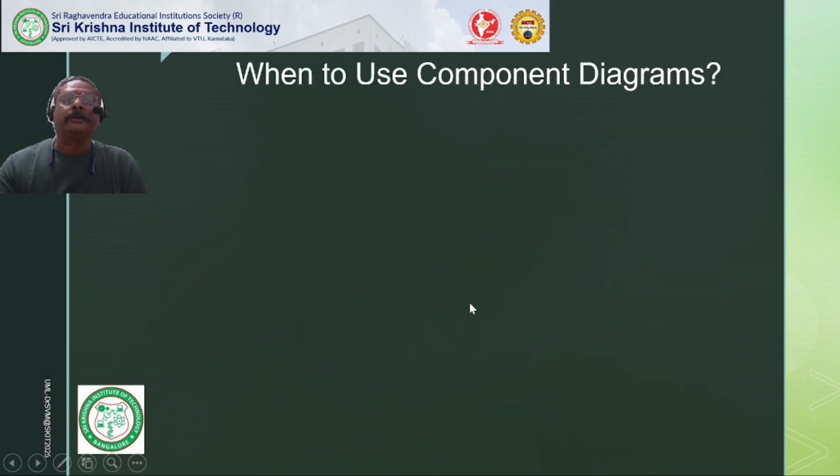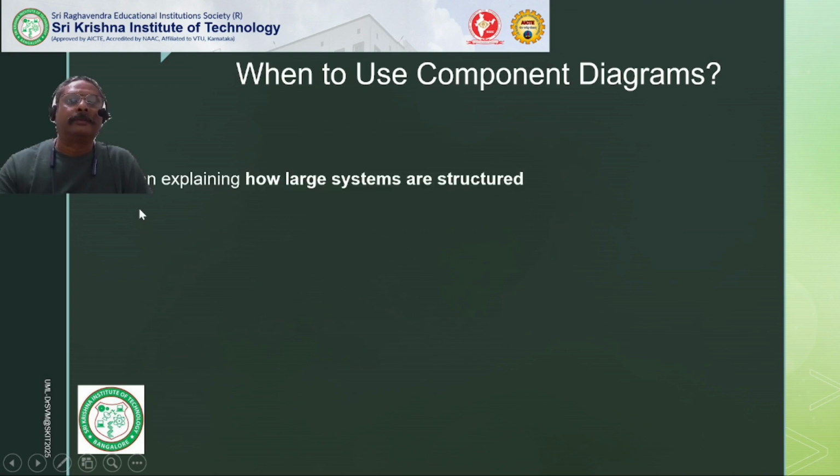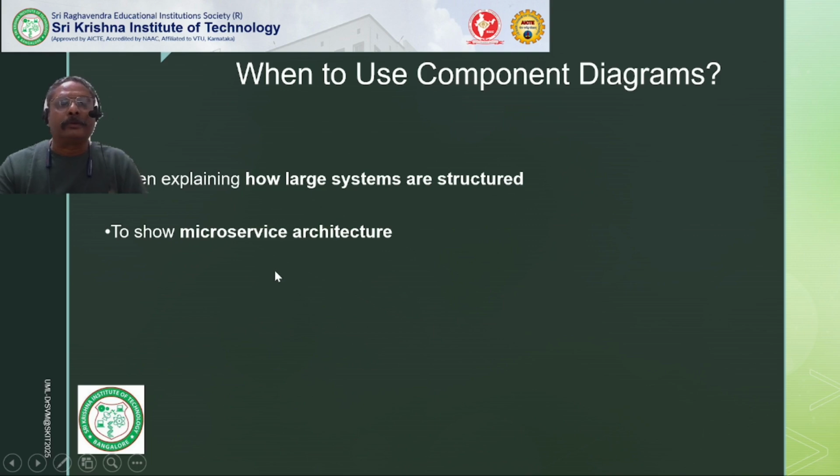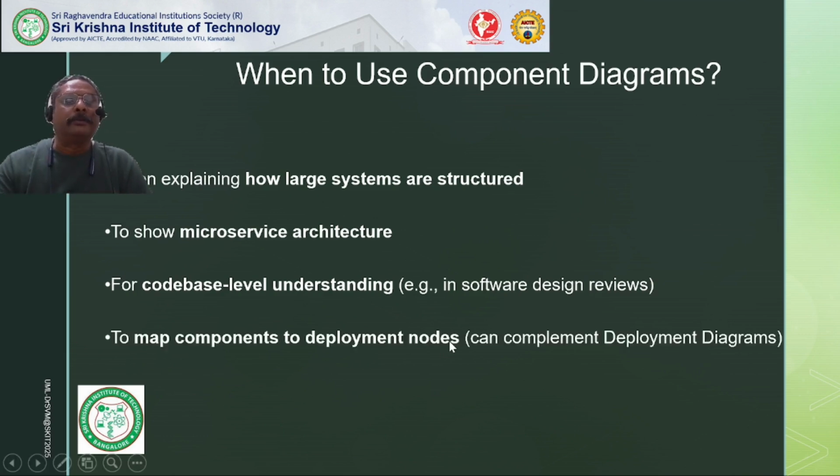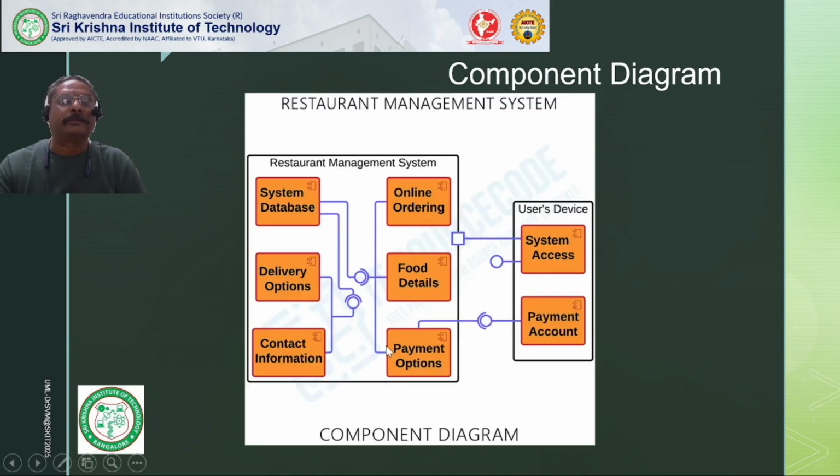So the next issue is when to use the component diagrams. This is when explaining how large systems are structured, to show microservices architecture, for the code-based level understanding. So when you're digging down deep into the code level working, then these component diagrams will be a handy tool. To map the components to the deployment nodes, so when it comes to finally deploying, then the component diagram directly maps to the deployment nodes.